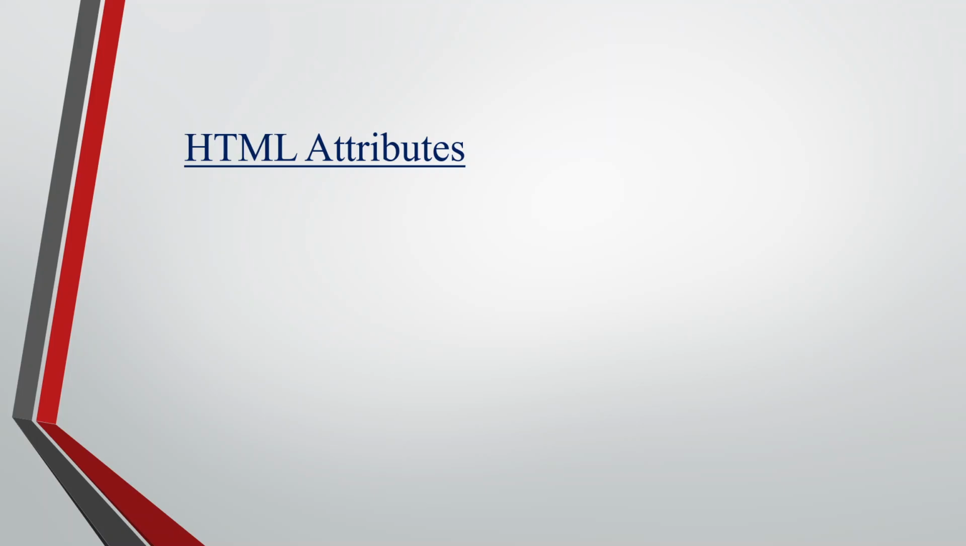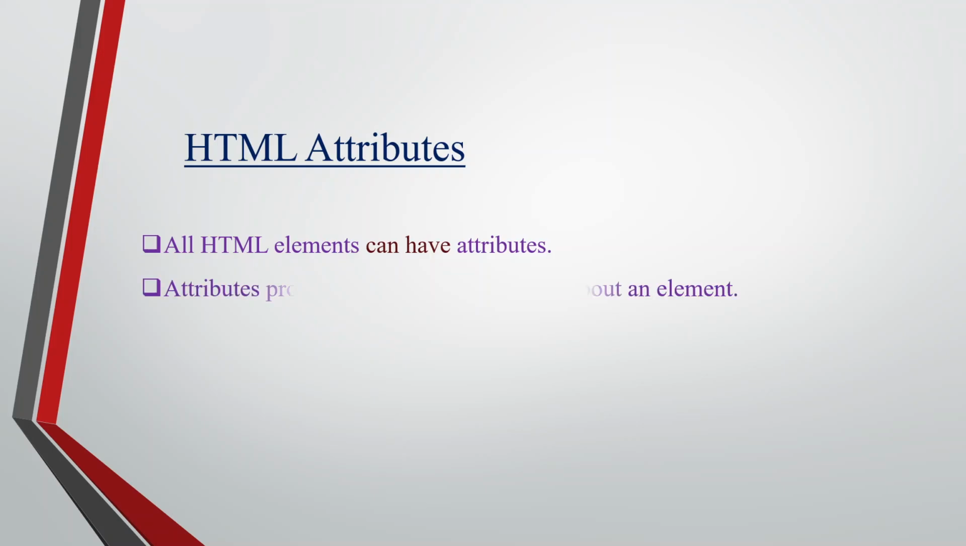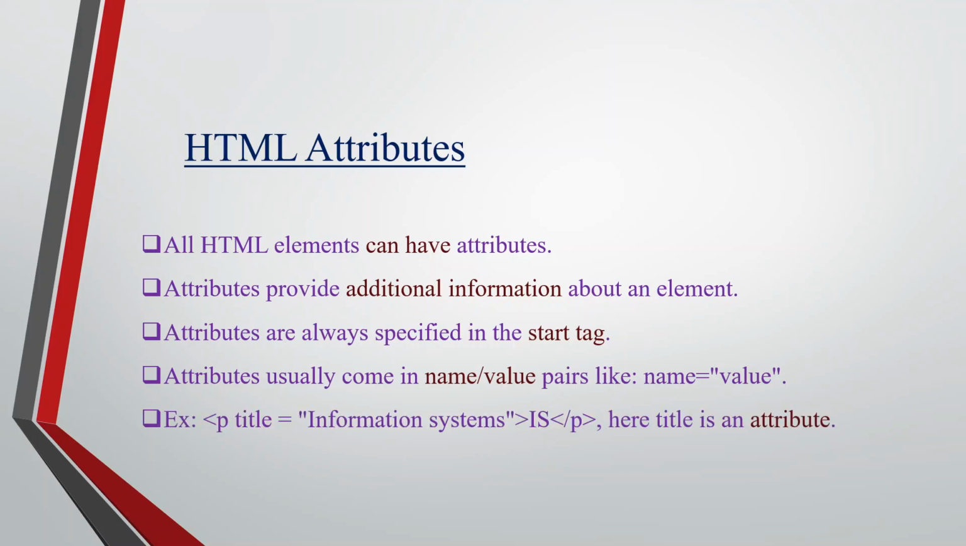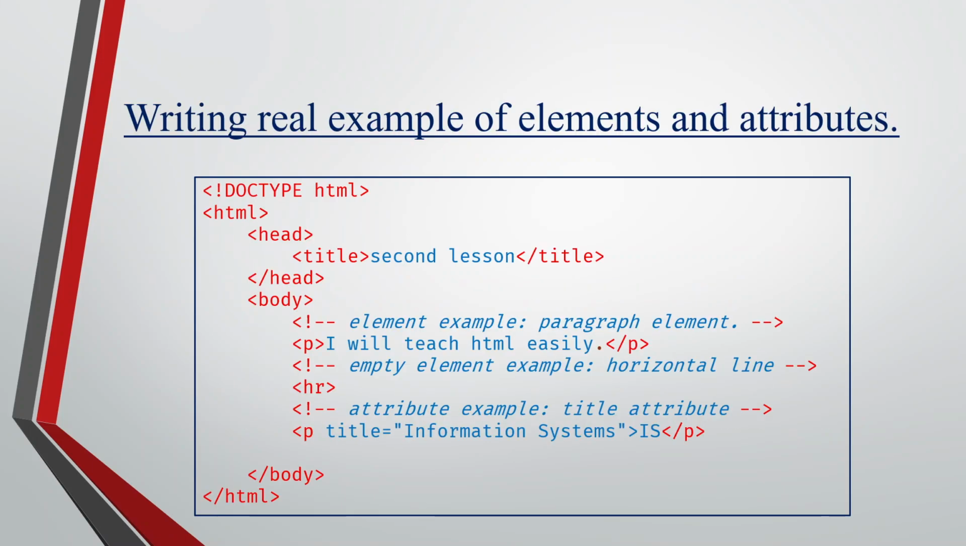What are HTML attributes? All HTML elements can have attributes. Attributes provide additional information about an element. Attributes are always specified in the start tag. Attributes usually come in name value pairs like name, equal sign, and its value. For example, here title is an attribute that gives information about IS, and its value is information systems.